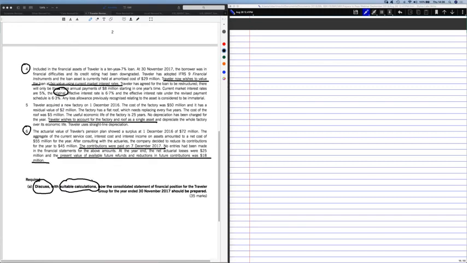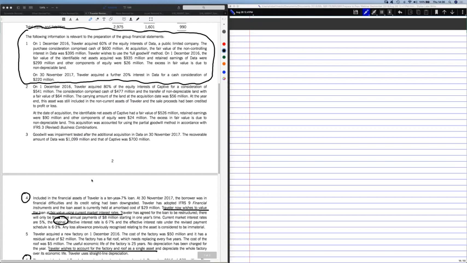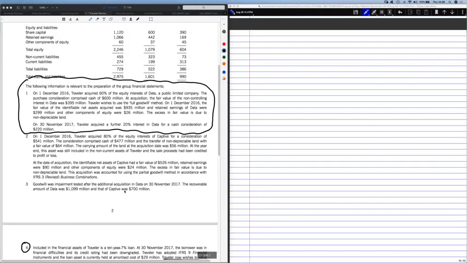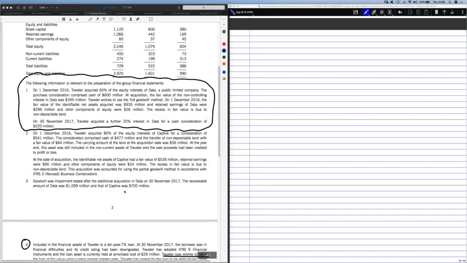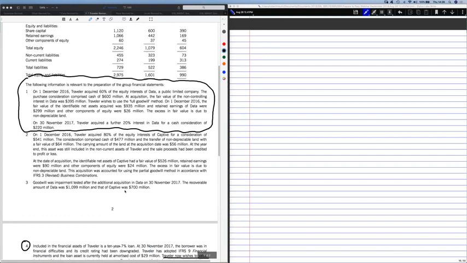So let's go back to our requirement. Let me now ask you this instead: not discuss with suitable calculations how the consolidated statement of financial position should be prepared, but discuss with suitable calculations how the change in ownership on the 30th of November 2017 should be accounted for. Does that make sense?